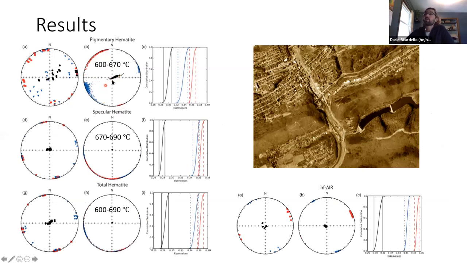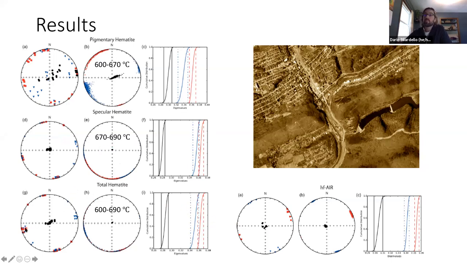This is the component carried by the pigment, separated between 600 and 670 degrees C. The specular hematite can be isolated between 670 and 690, at least in these experiments. And then we can also calculate the bulk total contribution for the hematite between 600 and 690. And this component can be compared directly to the high field AIRM technique obtained from the same formation. And we can see that the results are very comparable. And in fact, it's the specular hematite fabric that dominates the fabric.